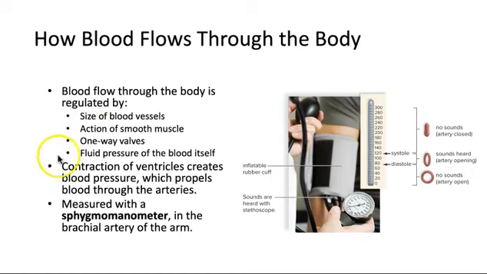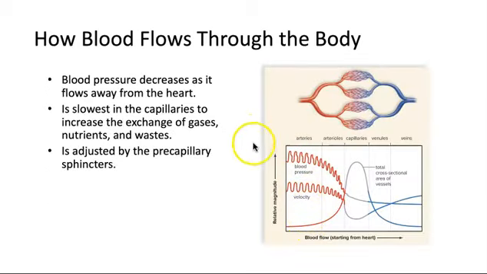And we already discussed in the previous slides how contraction of the ventricles will create blood pressure, which propels the blood through our arteries. Now, once we leave the aorta, we are going to have that highest blood pressure, as we said. And as we flow through the body, we are going to start losing some of that pressure as we move away from the heart until we get back to the vena cava that takes that blood back to the heart. And then we're going to cycle it through and start back up here.